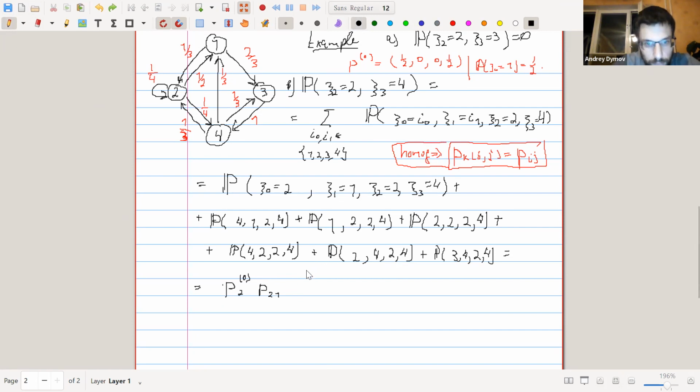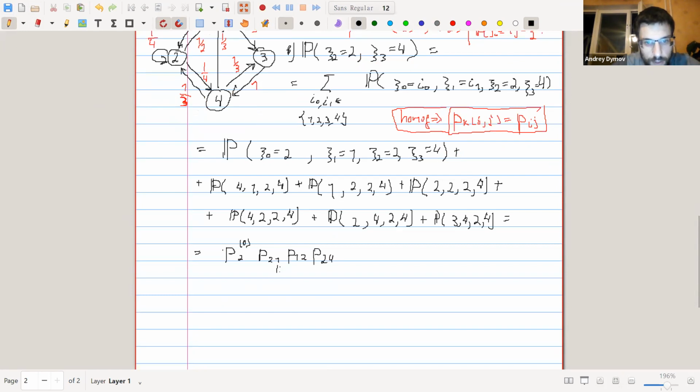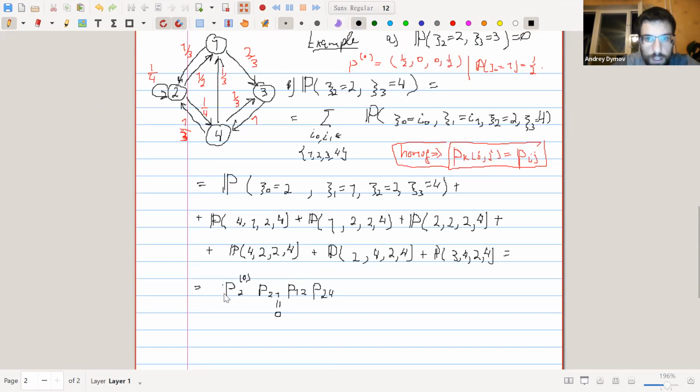Then P(1,2). Then P(2,4). But this one equals 0, actually, because P to 0, this is here, it is 0. The initial probability to be at site 2 is 0. Then this one will equal the initial probability to be at site 4.